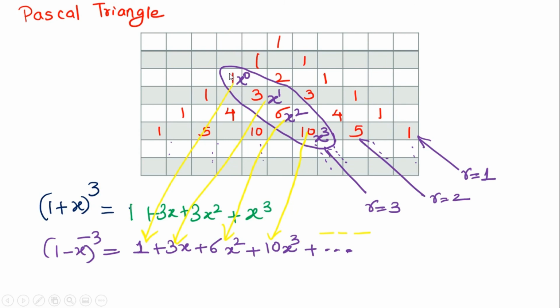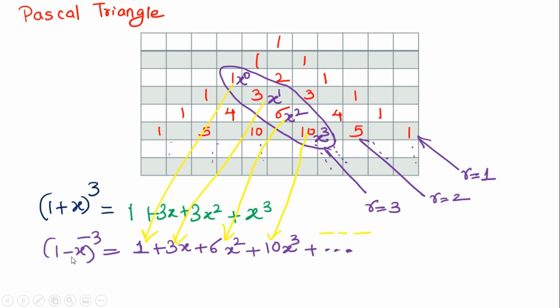All of the members from top to bottom are your coefficients of x to the power i, where i is starting from 0. So this is the coefficient of x to the power 0, this is the coefficient of x to the power 1, this is the coefficient of x to the power 2, this is the coefficient of x to the power 3, and so on. We just have to perform addition of all of this, we'll get the answer. So this will become 1 plus 3x plus 6x square plus 10x cube plus so on.